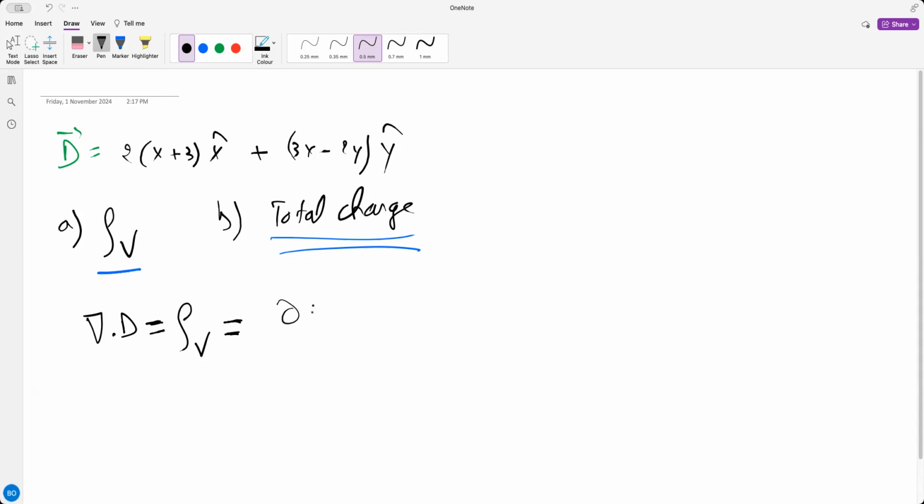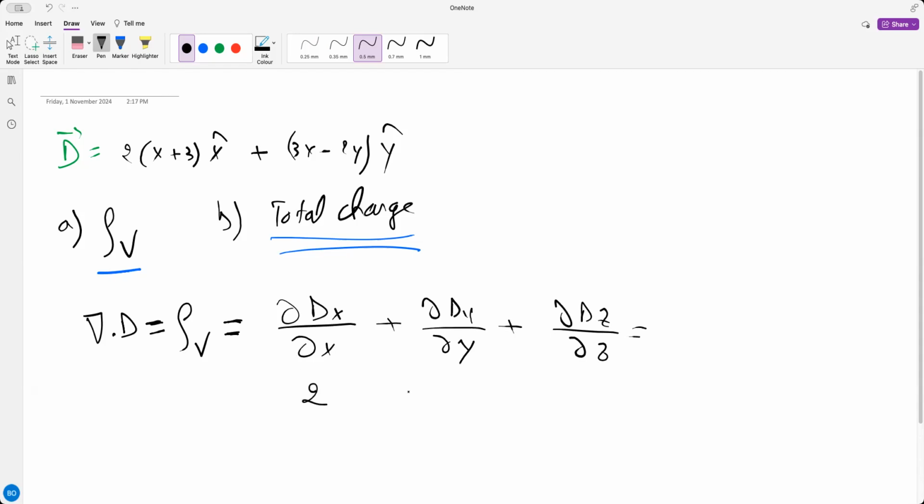So this is the partial derivative of the component along x, plus the partial derivative of the component along y, plus the one along z. And you can easily see that the derivative here is 2, the derivative here is -2, and this is 0, so this is equal to 0. Okay, so the divergence is 0.